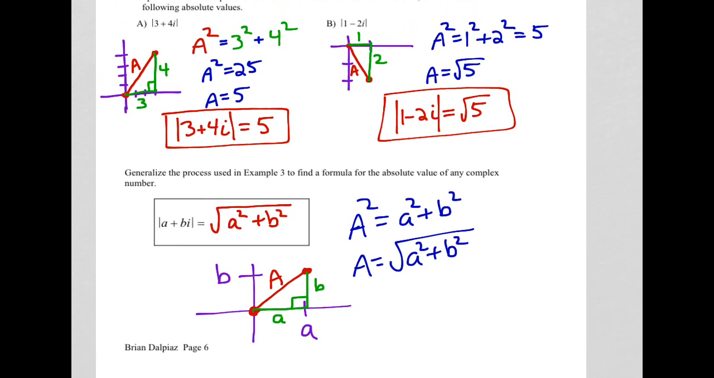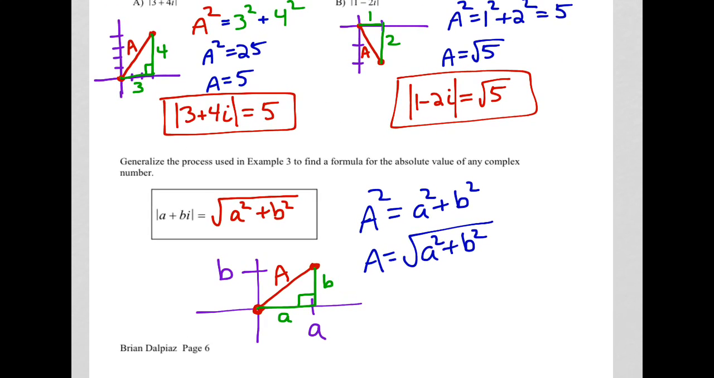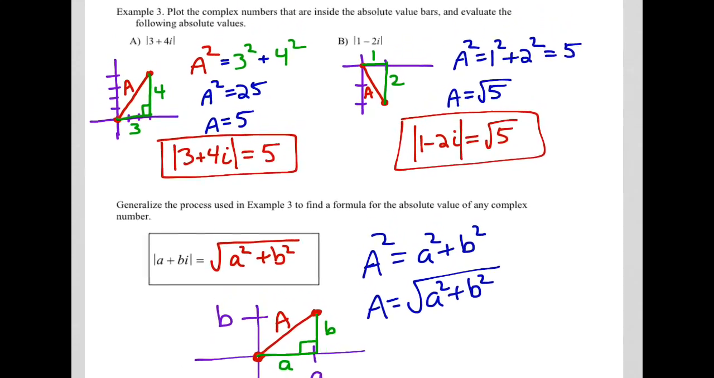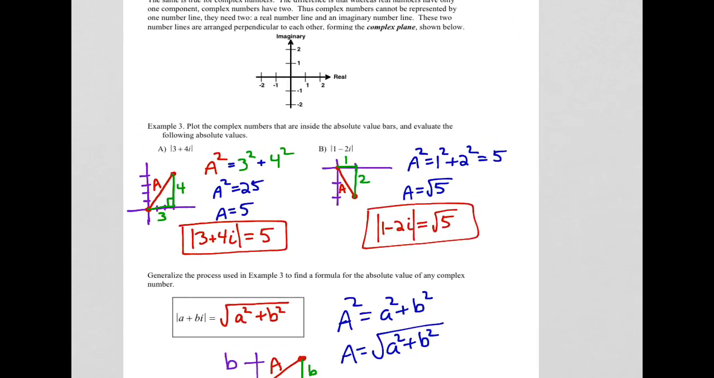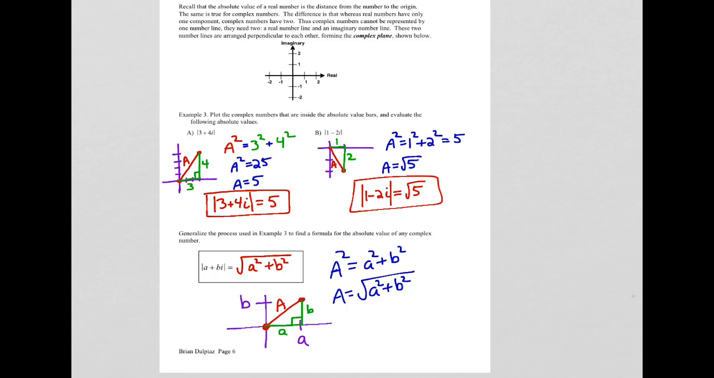Pythagorean theorem is really arguably the most important theorem, important formula in all of Euclidean geometry. And so that's it for Lesson 3.